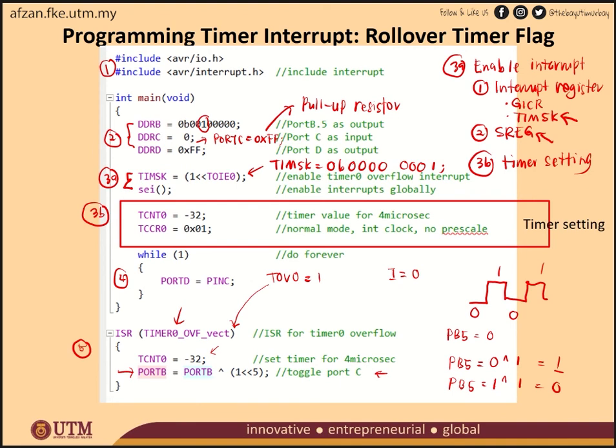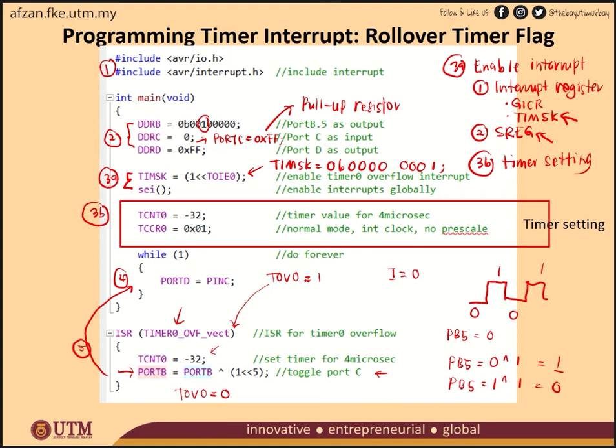It jumps to this ISR, and then it will toggle this value here. After this value has toggled, you reset your timer so that it will start generating a delay. After it sees this curly bracket, it goes back to your while loop here. Now TOV0 will be set to 0 again, and it keeps looping here until TOV0 equals 1 again.